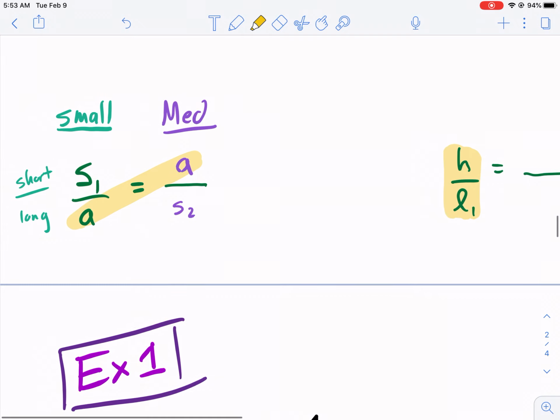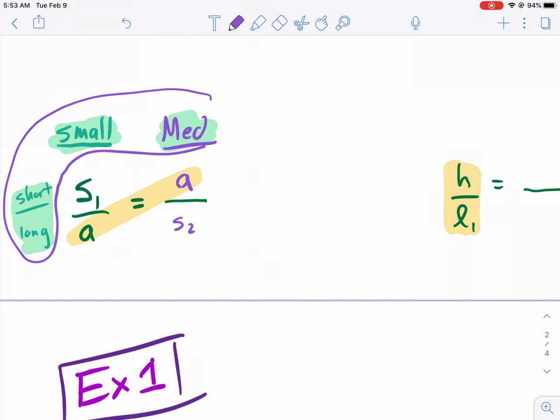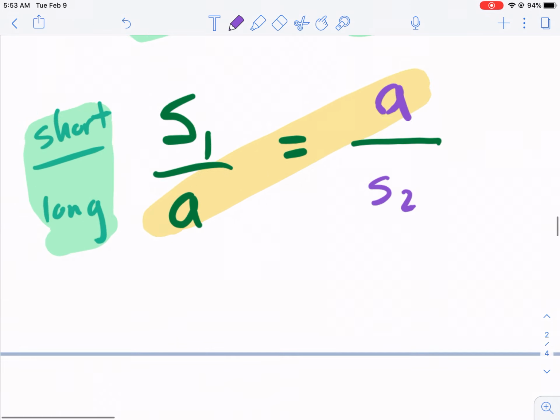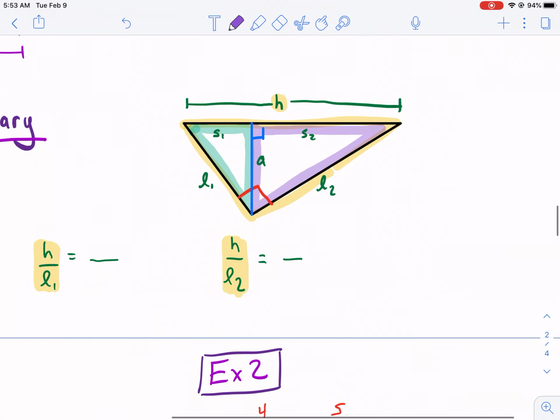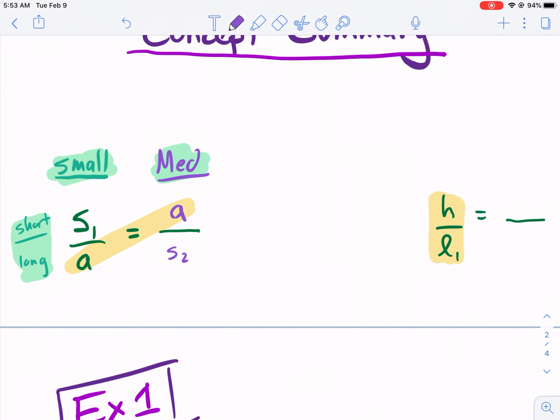But the important thing is we need to have this geometric mean established. That's very important. Now, anytime you're comparing the short to long side, you're always going to be comparing the small and medium triangle. And anytime you're comparing the small and medium triangle, you're always going to be comparing the short and long side. These go together. You can't compare the small and medium triangle without also comparing their short and long side, because they don't share a hypotenuse. They don't have a combined hypotenuse, okay? So anytime you're comparing small and medium, you're always going to be using the short and long side of those triangles. You're not going to be using the hypotenuse.